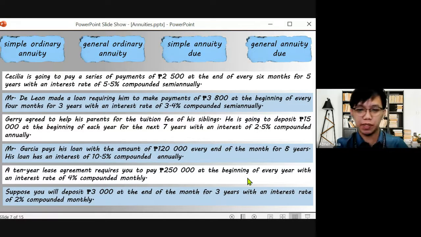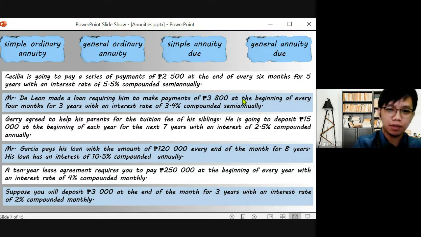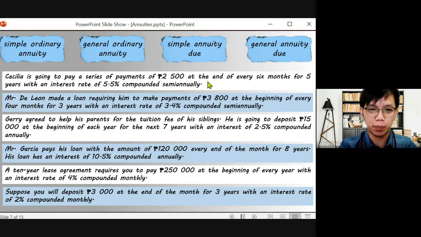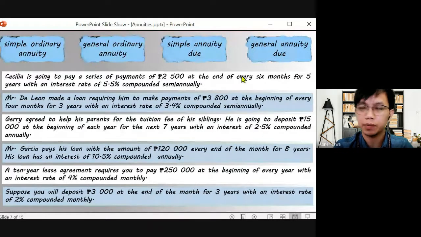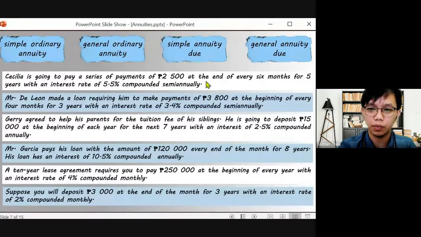Okay, let's proceed. Let's have the first example, the first problem. Who wants to answer number one? Do we have any volunteer to answer our first example? Who wants to volunteer? Anyone among the students who wants to answer number one?